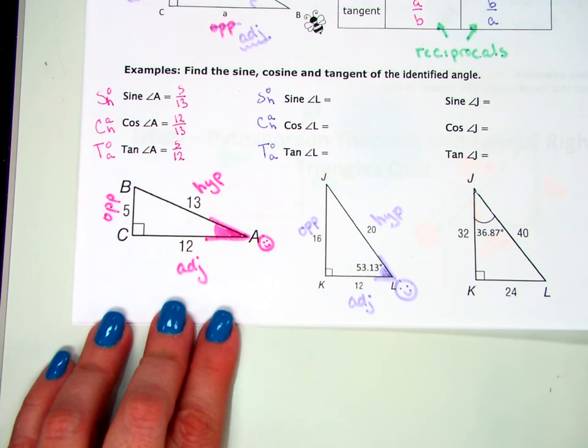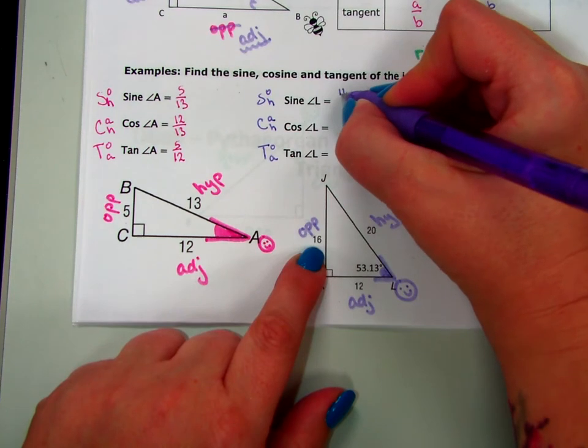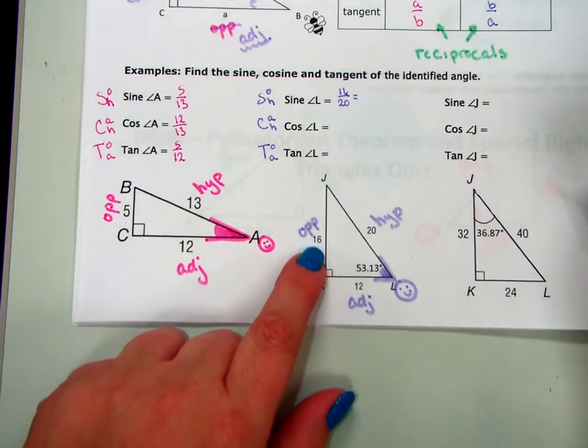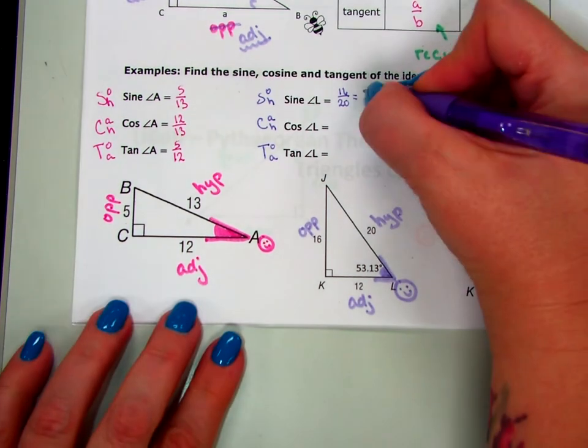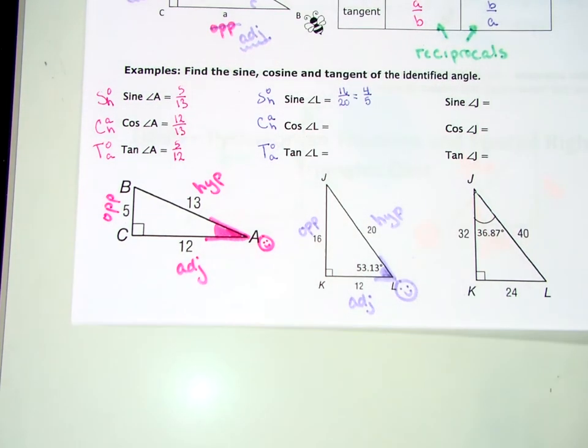The sine is the ratio or the fraction made by the opposite over the hypotenuse. What's my opposite? 16. What's my hypotenuse? 20. Does that reduce? Yes, to what? 4/5.